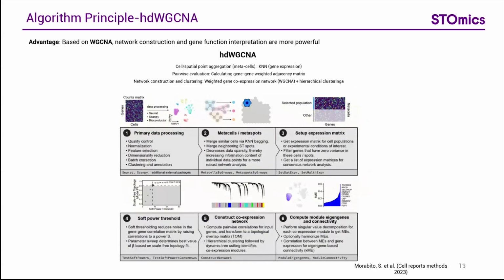HDWGCNA was developed by the same team as the commonly used WGCNA, weighted gene co-expression network analysis. This algorithm can be applied to both single-cell data and spatial transcriptomics data.